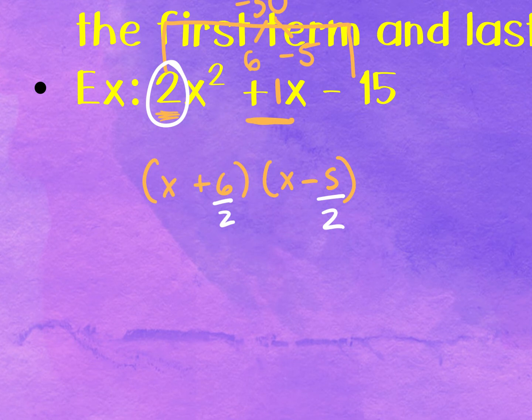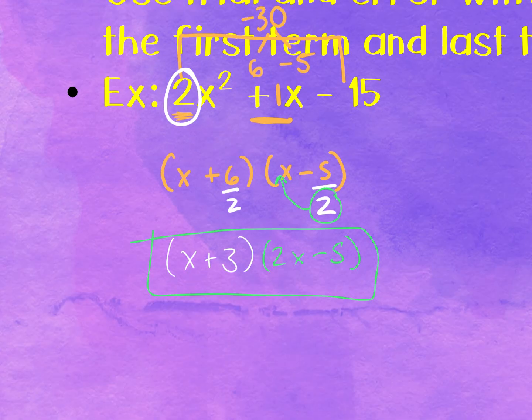If we can simplify it, we want to simplify it. So what's 6 divided by 2? 3. So this turns into x plus 3. But can I divide negative 5 by 2? No. So if it doesn't simplify, we take the denominator, the number on the bottom, and move it in front of that x. So this turns into 2x minus 5. And this is our answer.